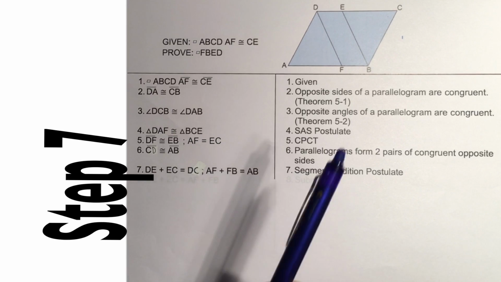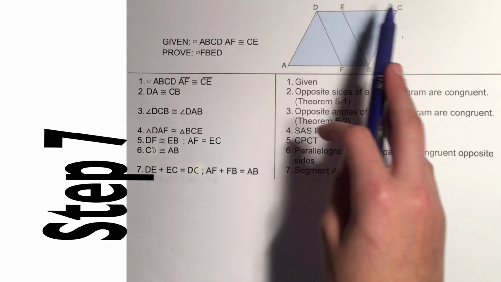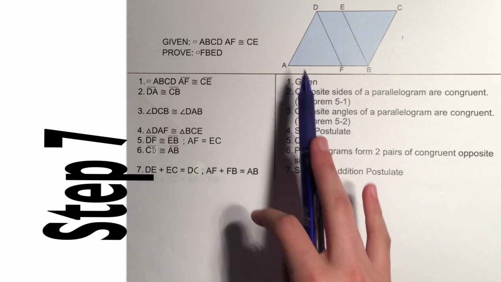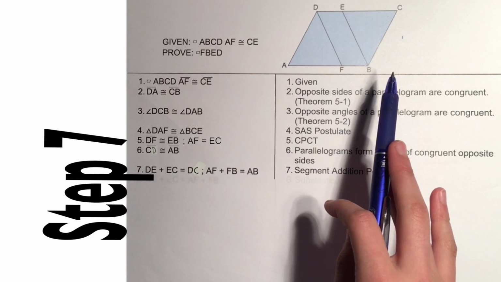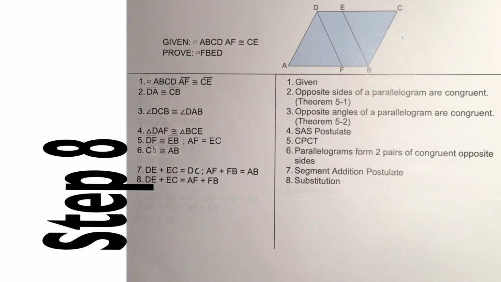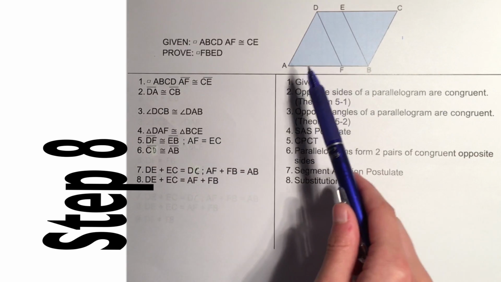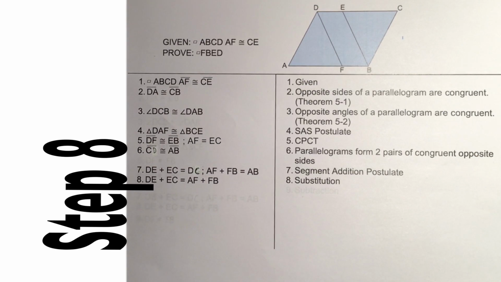Our next step is that DE plus EC is equal to DC, and also that AF plus FB is equal to AB. And this is the segment addition postulate. Now we can go on to our next step. DE plus EC is also equal to AF plus FB. And this is the substitution property of equality. And this is extremely vital and important to our next step.